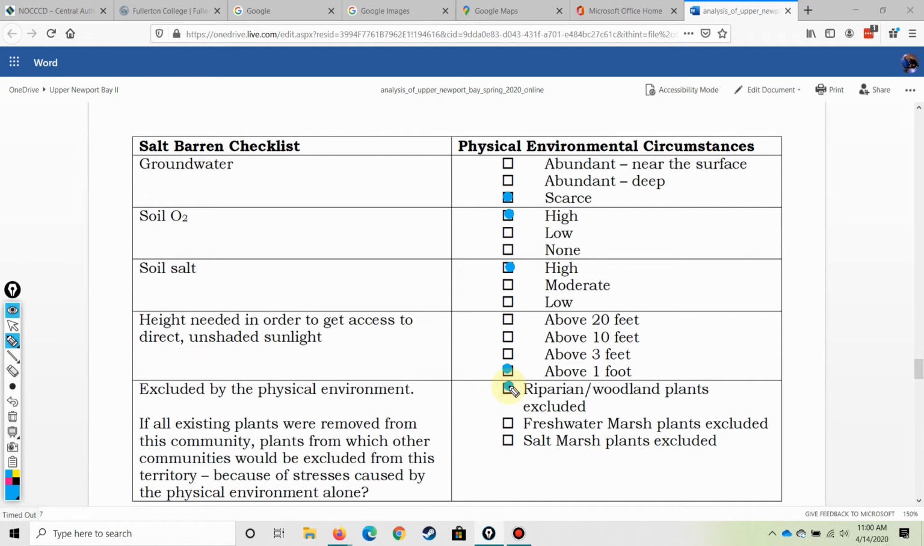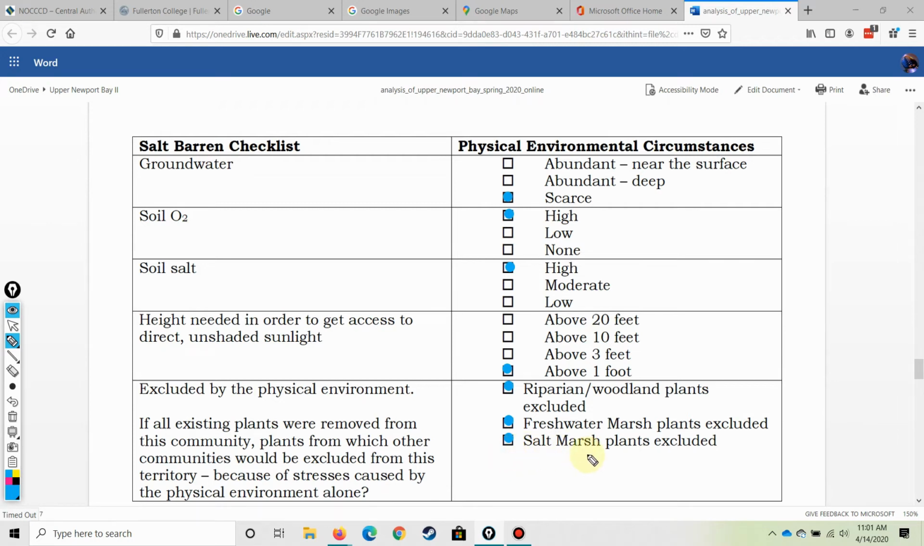It's too dry and it's too salty. So the trees and shrubs wouldn't be able to live here. Freshwater marsh plants also would be excluded because it's too dry and also too salty. And the same for the salt marsh plants. They would be excluded for the same reason. It's too dry, and even for the salt marsh plants, it's too salty.